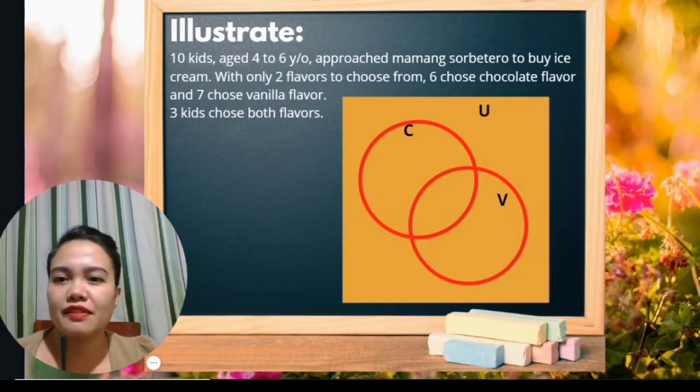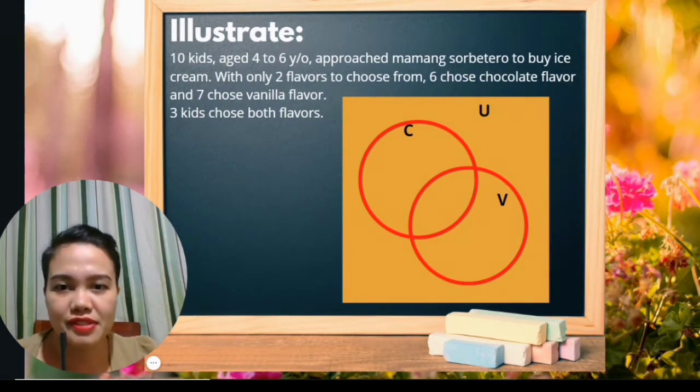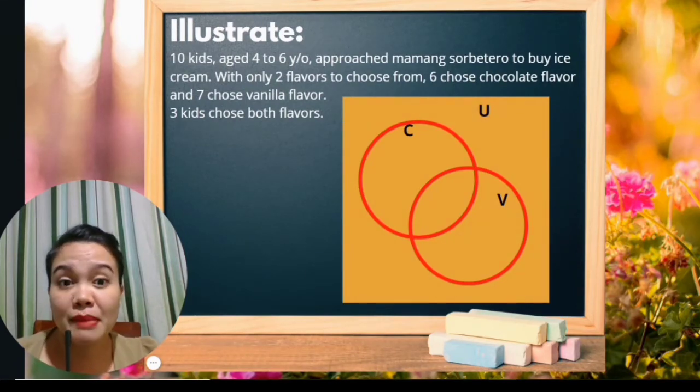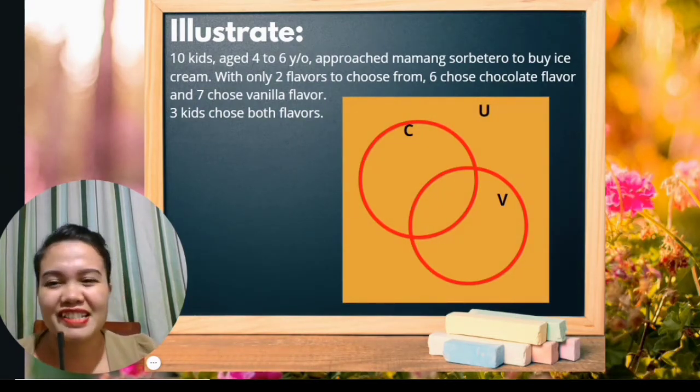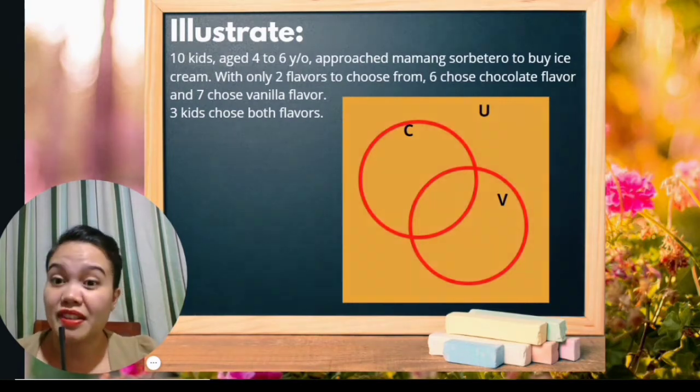Now, if you have this: 10 kids aged 4 to 6-year-olds approached Mamang Sorbetero to buy ice cream with only two flavors to choose from. 6 chose chocolate flavor and 7 chose vanilla flavor. 3 kids chose both flavors. Okay, so how are we going to work with this one?